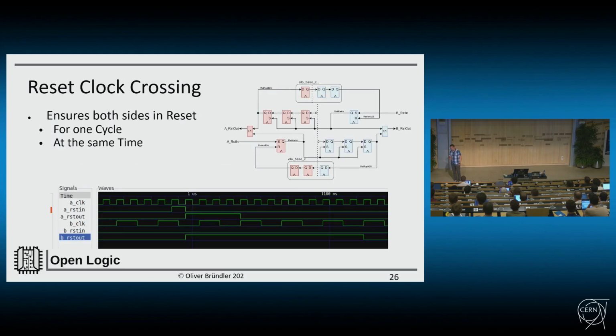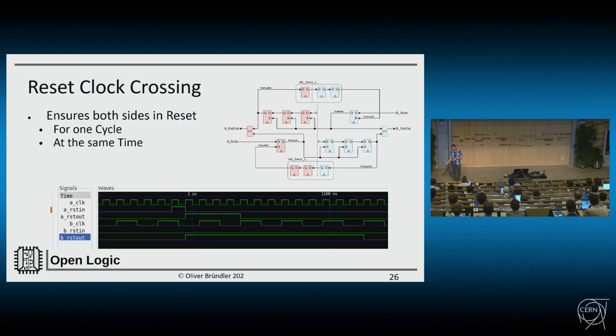The next clock crossing that is a bit special to OpenLogic is the reset clock crossing. We all know the typical reset synchronizer. That one goes a bit beyond. It makes sure that both sides, both clock domains, are in reset for at least one clock cycle at the same time. This avoids the problem where one side comes out of the reset and starts working, and the other side is reset later, and they don't understand each other.